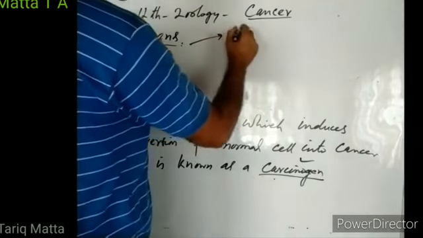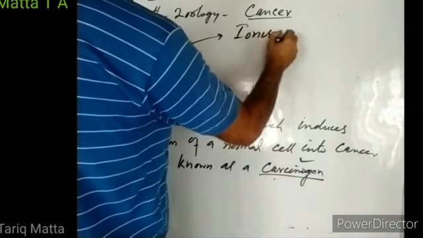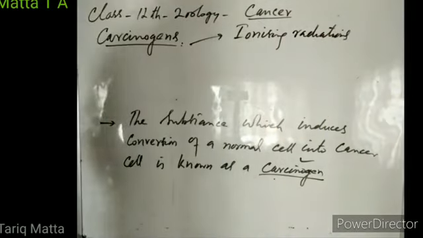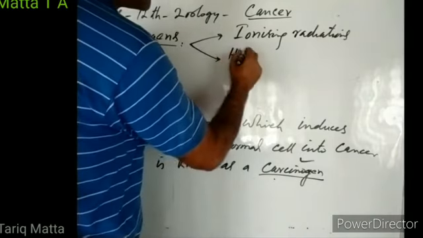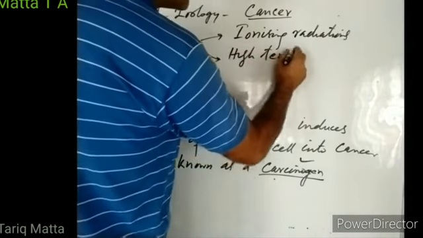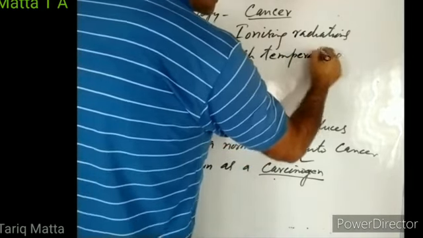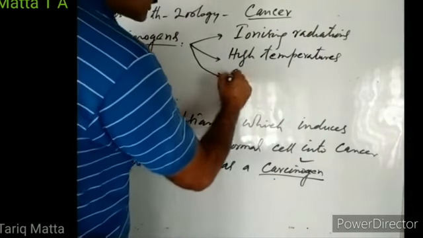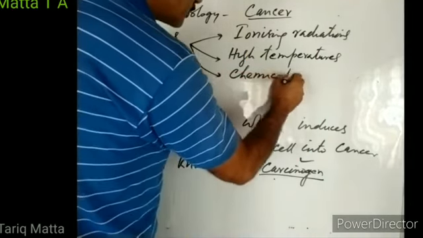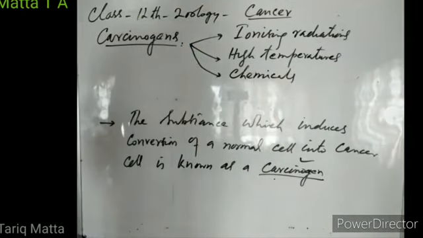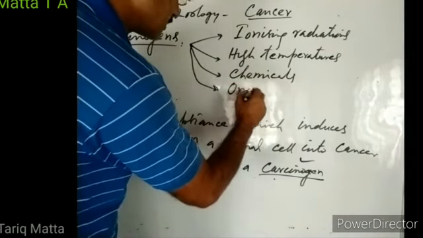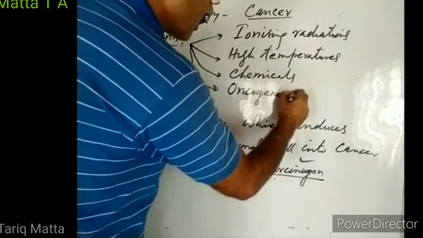Radiations, ionizing radiations, they also prove to be carcinogenic. High temperatures, they also prove to be carcinogenic. Similarly, there are some chemical compounds, some chemicals which are prone to be carcinogenic. And similarly, there may be some viruses known as oncogenic viruses.